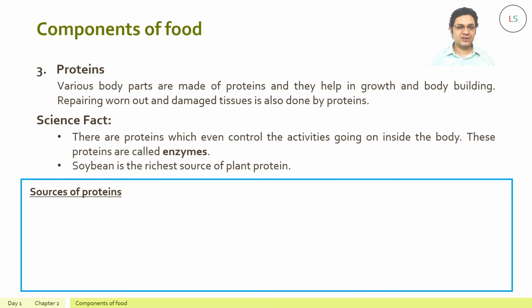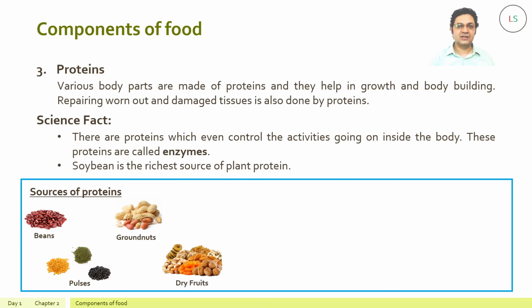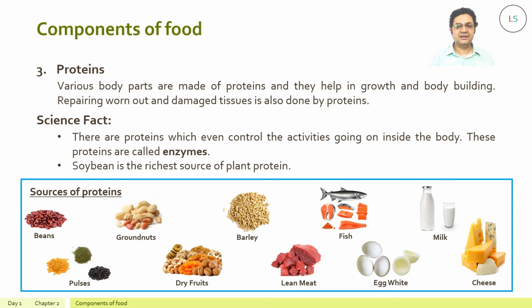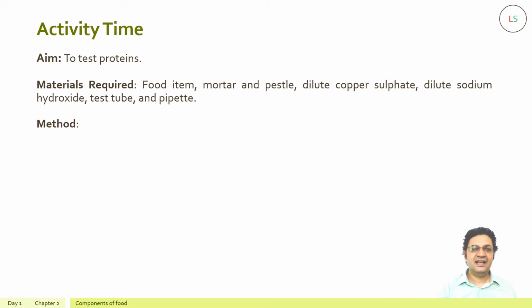So sources of proteins can be animal and plant both. In the plants we have beans, pulses, groundnuts, dry fruits and barley. In the animal proteins we have lean meat, or the meat which is free from fat, fish, egg white, milk and cheese. Activity time!